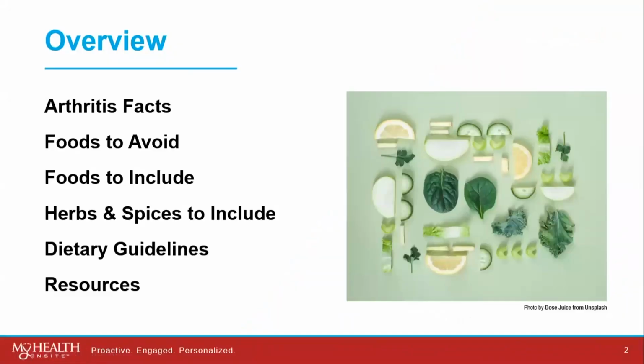So just to have an overview, we're going to cover the arthritis facts, the different types of common arthritis conditions. We're going to review some foods to avoid and then get into some foods to include, as well as some herbs and spices that are beneficial for individuals with arthritis. And then we'll cover some dietary guidelines for the three most common sources of arthritis conditions.